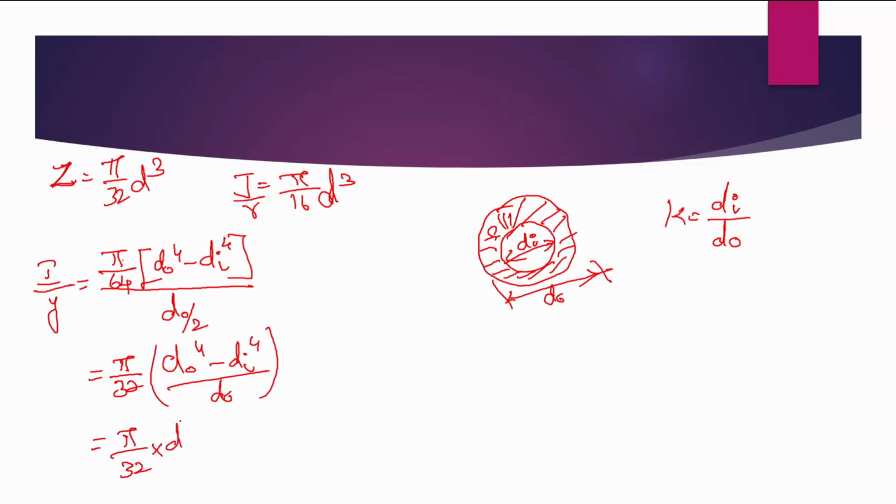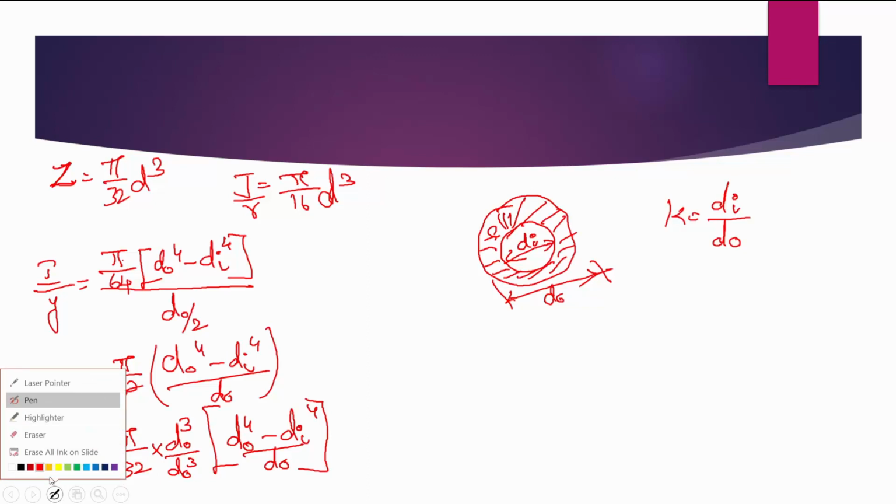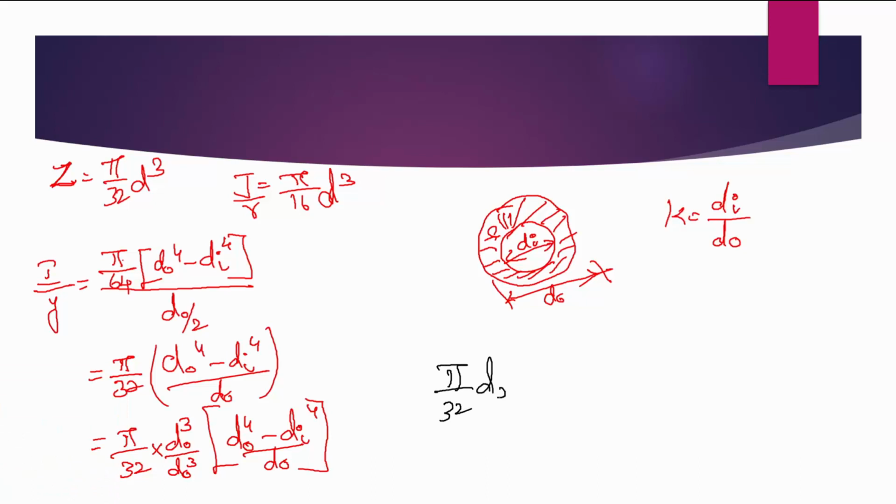We will multiply pi by 32. I'm going to multiply the equation with d naught cube and divide it by d naught cube into (d naught power 4 minus di power 4) divided by d naught. Now the denominator d naught cube can be taken inside, and that can be utilized to derive the formula. So pi by 32 d naught cube into (d naught power 4 minus di power 4) divided by d naught power 4, d naught cube into d naught.